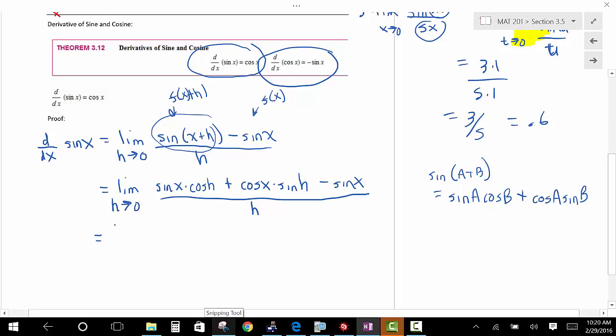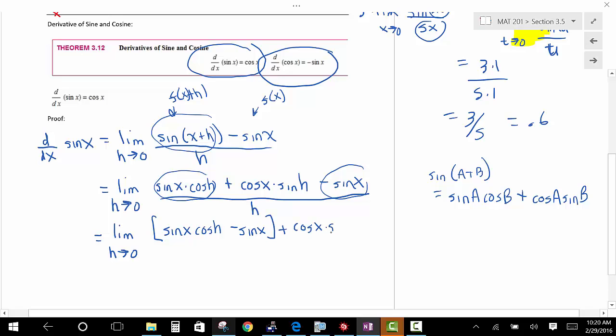Now the next thing I'm going to have you do is we're going to rearrange this a little bit, and we're going to write it like this. We're going to put these two things together right here. We're going to group this like sine x cosine h minus sine x, plus cosine x times sine h, all over h. We can group things however we want to.